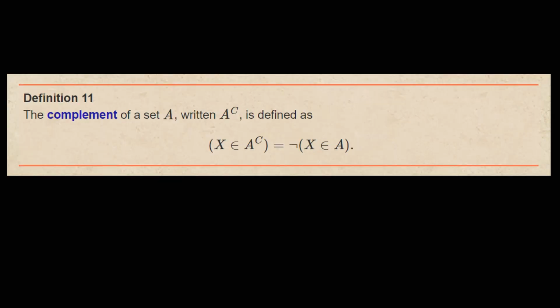Negation can also be used to define the complement of a set, the set of elements not in the original set. The complement of a set A, written A complement with a little superscript C, is defined as an object X is an element of A complement is the same as the negation that X is an element of A. So the complement of the set A consists of all elements not in the set A.